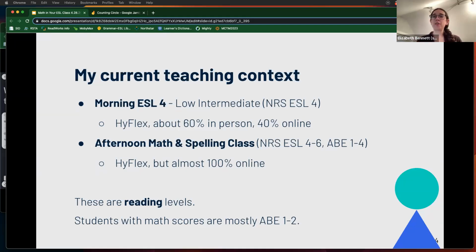And of course, students are grouped in these classes based on their reading levels. Some of them might have a math score in SID. Usually if they have a score, it's like ABE 1 or 2, but students don't even always get assessed in math.